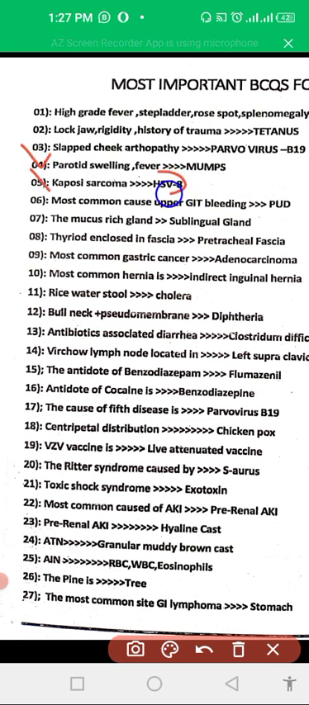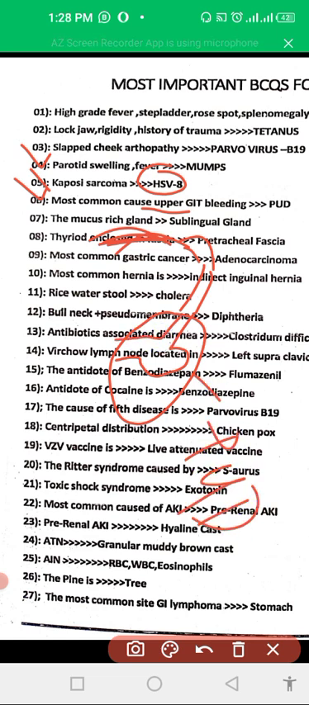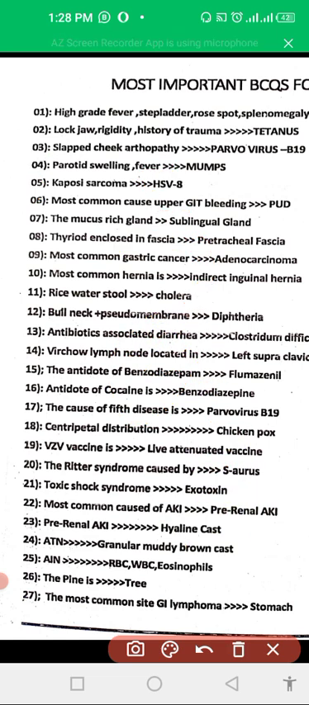Kaposi sarcoma is HHV8. Most common cause of upper GIT bleeding is peptic ulcer disease. When upper GIT bleeding, it presents with peptic ulcer disease, which is PUD. So this is also an important point. The mucus rich gland is the sublingual gland. Thyroid is enclosed in fascia known as pretracheal fascia.